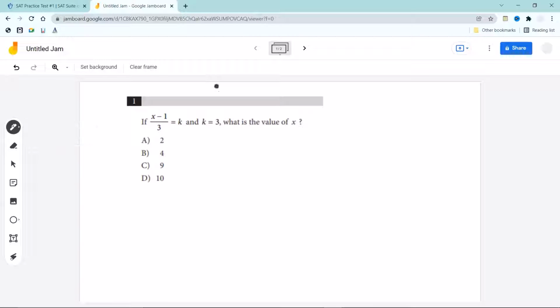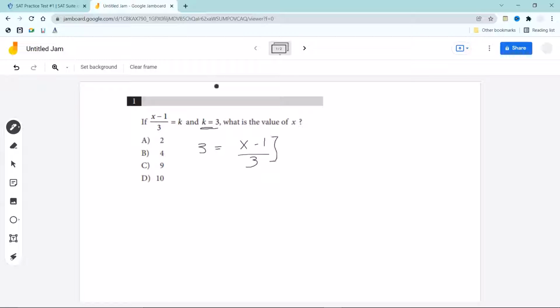Great. So the first problem says, if (x minus 1) divided by 3 is equal to k, and k is equal to 3, then what is x? So basically it's a type of equation. The first thing we can do is, since we know k is equal to 3, and this has 2 variables and we want to solve for one variable, the rest being numbers, we can just plug 3 in for k. So we get 3 is equal to (x minus 1) over 3. Simple enough, right? That's perfectly legal since k is equal to 3.